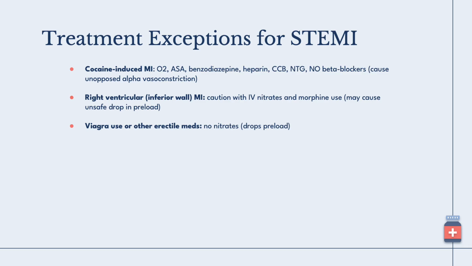If you have a right ventricular, so an inferior wall MI, you really need to be cautious with IV nitrates and morphine because this can cause an unsafe drop in preload. These patients are really preload dependent. And then certainly Viagra use. We're not giving nitrates because, again, it drops the preload and these patients can get profoundly hypotensive.